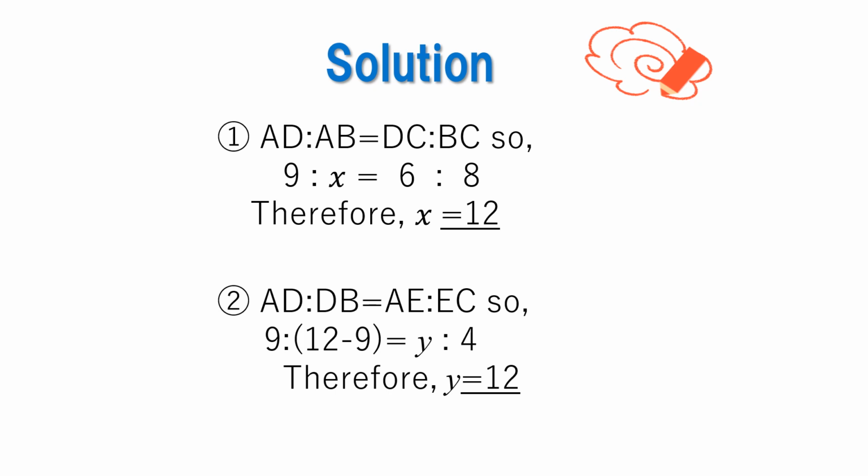For number 2, once again, using the relationship between parallels and ratios, we know that AD ratio to DB equals AE ratio to EC. So 9 ratio to 3 equals Y ratio to 4. Therefore, Y equals 12. Were you able to answer both questions correctly?